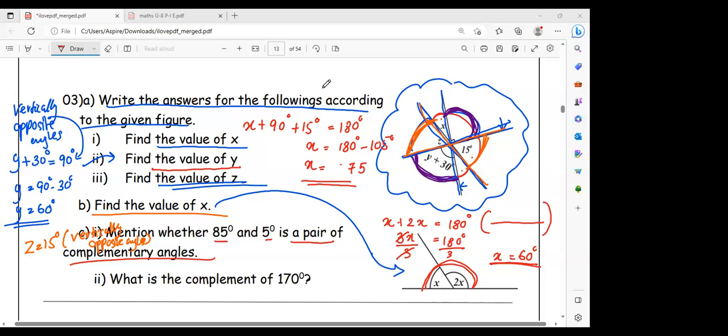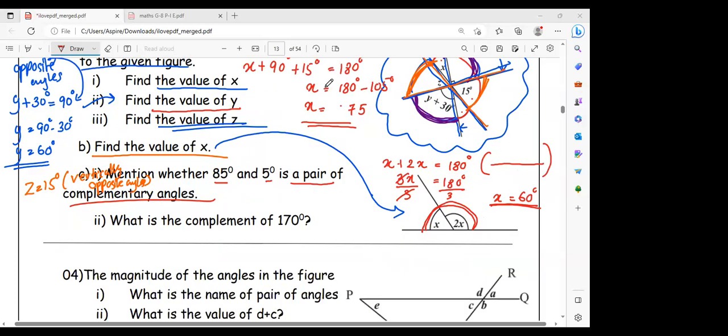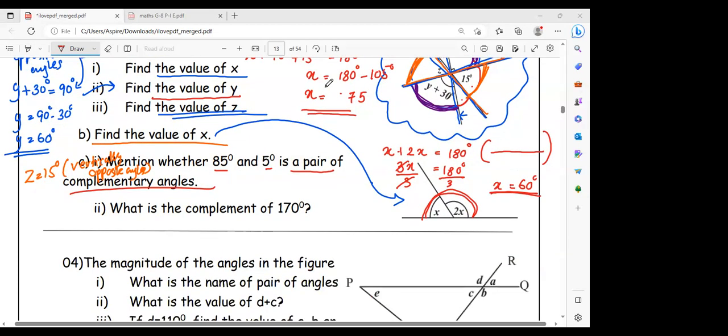That means it is a pair of complementary angles. No, the reason. Mention whether, yes, it is correct. Reason, if you are asked to mention the reason also, because the sum of the two angles equals to 90 degree. Okay, good.